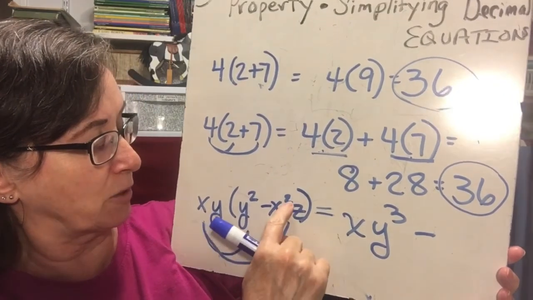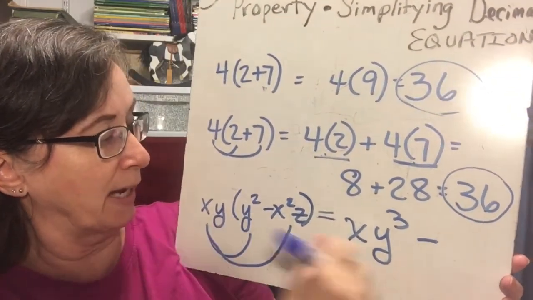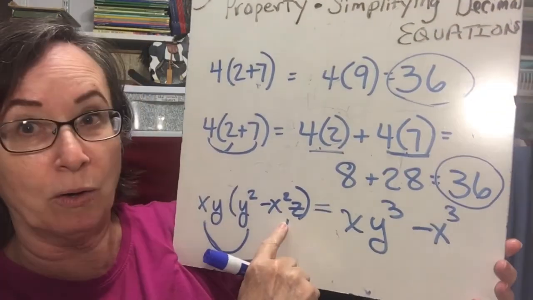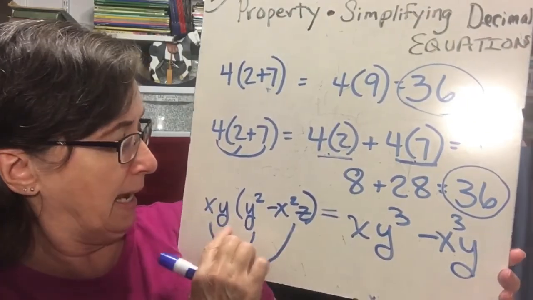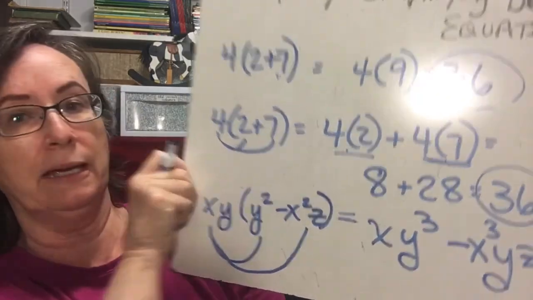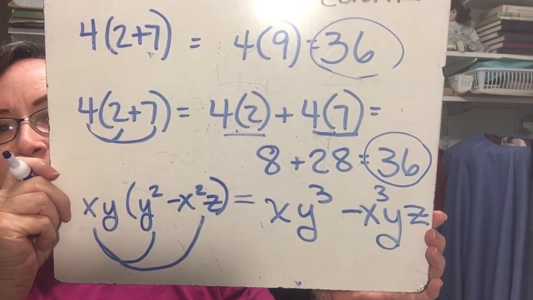Y times x squared z. So let's look at our x's first, and we're going to have x cubed. We have a y, but no other y to join with it, so it's still going to be a y, and we have a z. So that would be your answer to our first example.